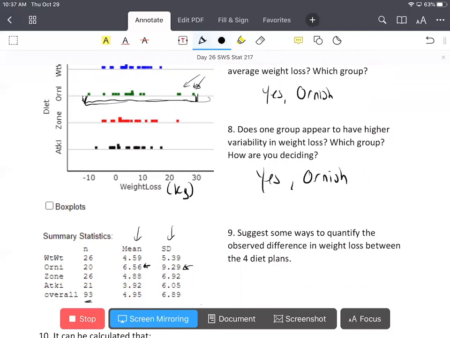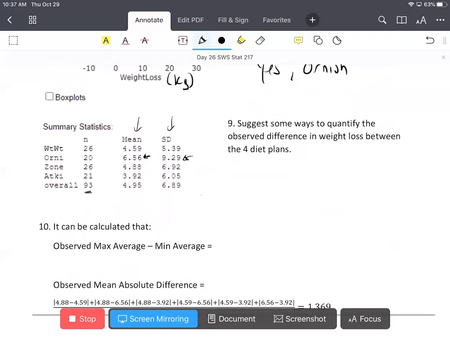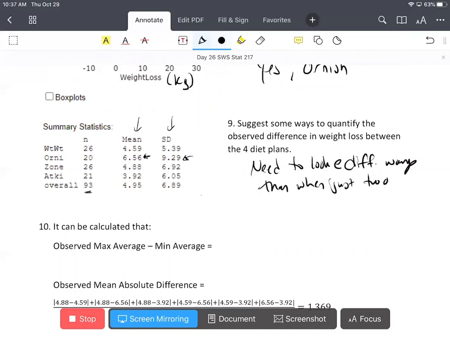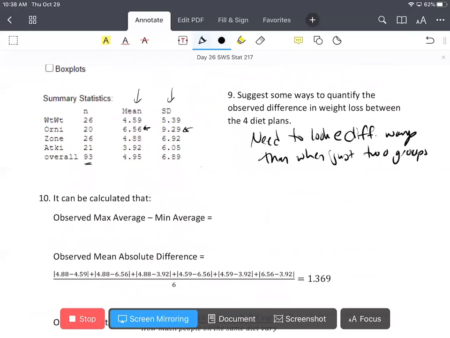But we have 4, and so we need to look at things in different ways than when there are just 2. When there's just 2 groups that we are comparing, it's easy. We've done that many times, but now we've got a lot more. We have 4, so it can be calculated several different ways.